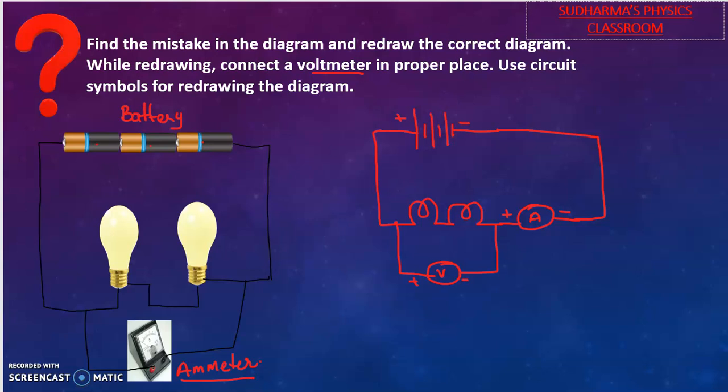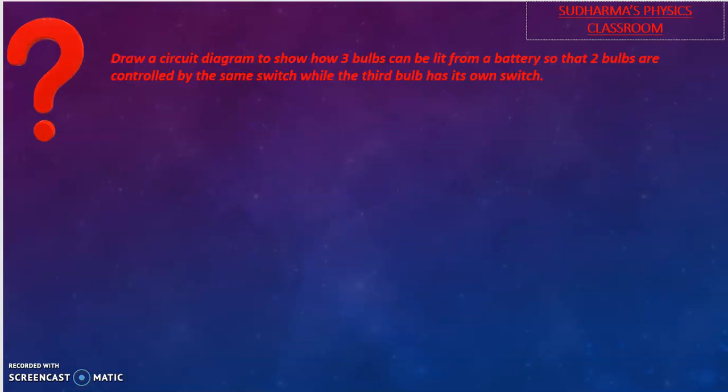Okay, so now let's do another question. Draw a circuit diagram to show how 3 bulbs can be lit from a battery so that 2 bulbs are controlled by the same switch while the third bulb has its own switch. We have to draw a circuit to show how 3 bulbs can be connected to a battery so that 2 bulbs are controlled by the same switch. So let's draw 2 bulbs. This is one, another one.